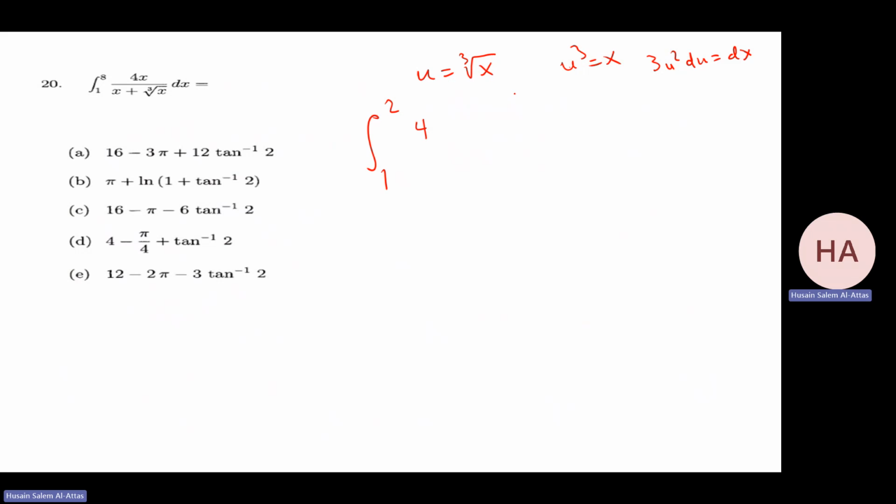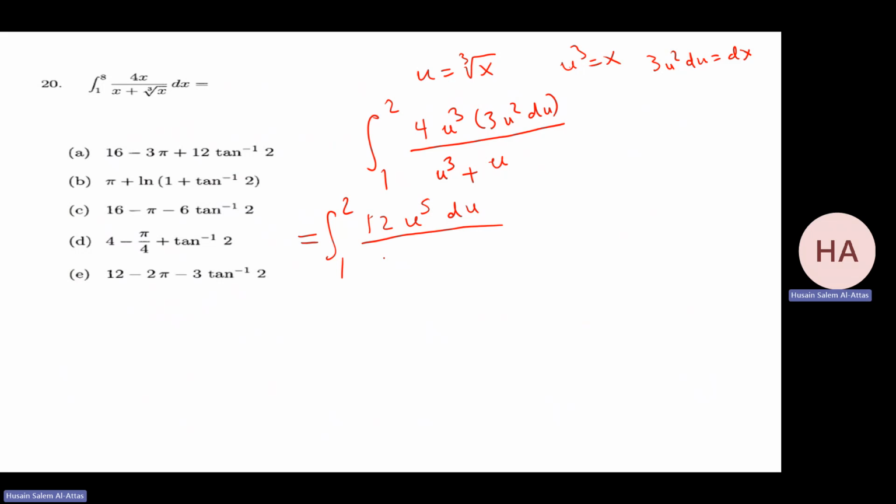Then I have the numerator, which is u cubed, times 3u squared du, which is the dx, over x, which is u cubed, plus the cube root of x, which is u. Now I have everything in terms of u, and it seems to me an easy function to integrate. So let me do the calculation. Now this is 12u to the power 5 du over, I took u common factor, u squared plus 1. So it is 12u to the power 4 du over u squared plus 1.